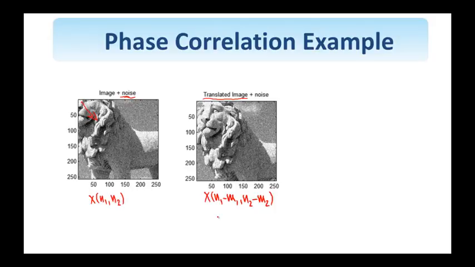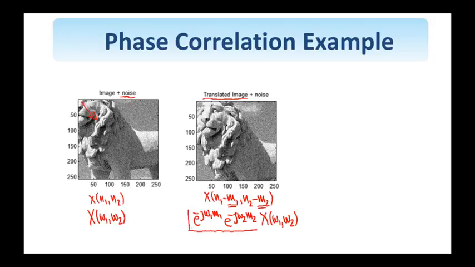Based on what we have learned about the Fourier transform, if X(omega1, omega2) is the Fourier transform of the first image, then the Fourier transform of the second one equals e to the minus j omega1 m1, e to the minus j omega2 m2, times X(omega1, omega2). So the magnitude of the Fourier transforms of the two images is the same. However, I have this linear phase component due to the shifts in the spatial domain. My objective clearly is to estimate m1 and m2.